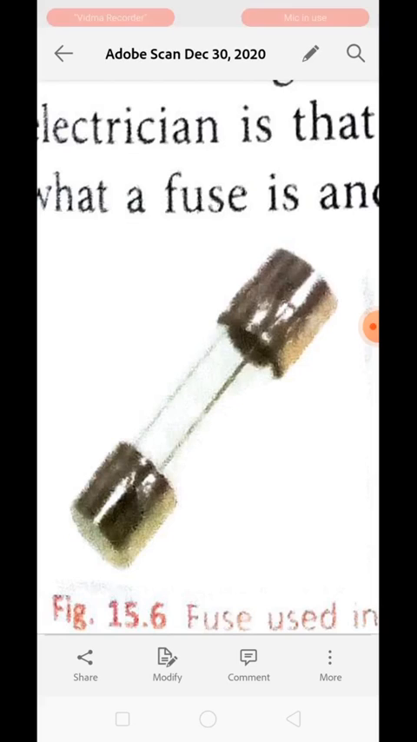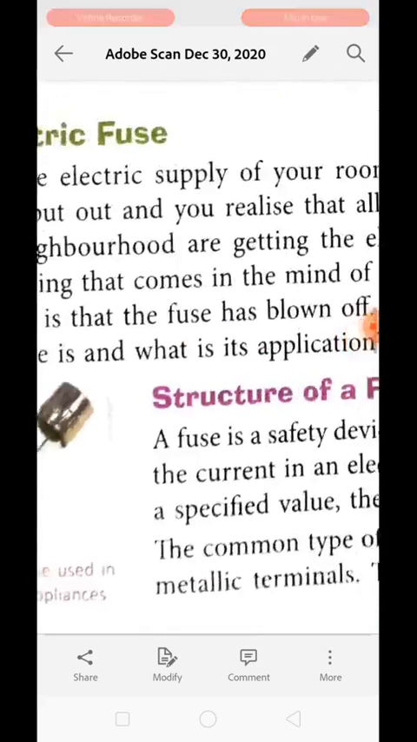This wire will get melted down, and in this way the circuit is now open, and it is protecting the device just by making the fuse break.